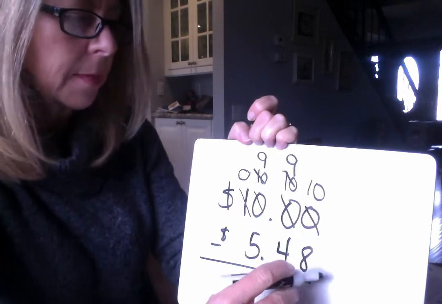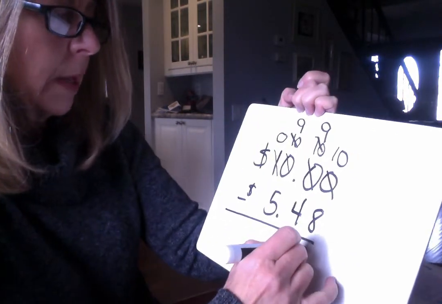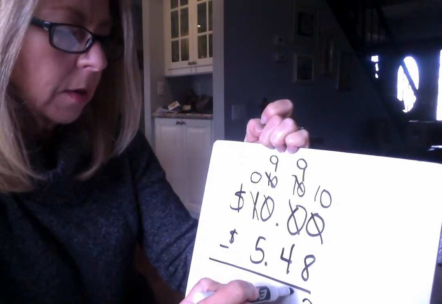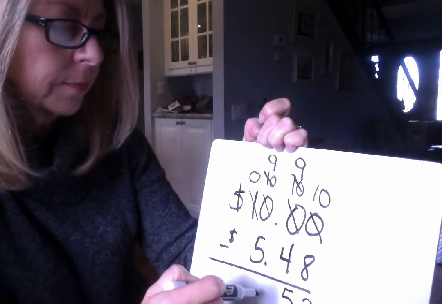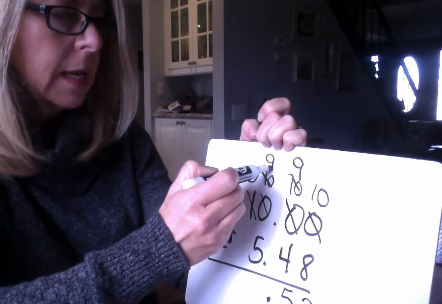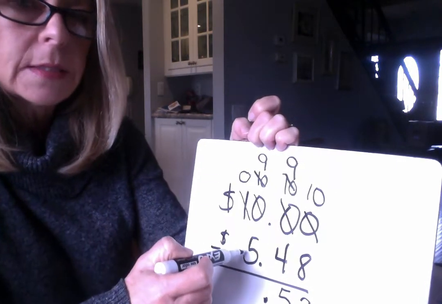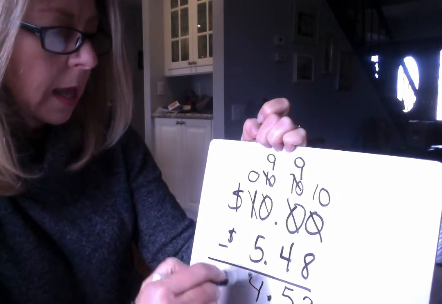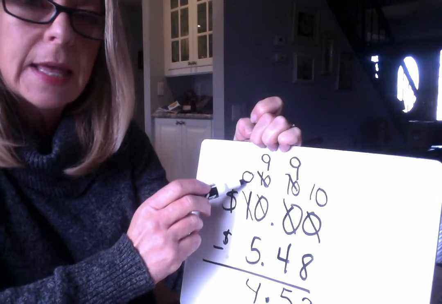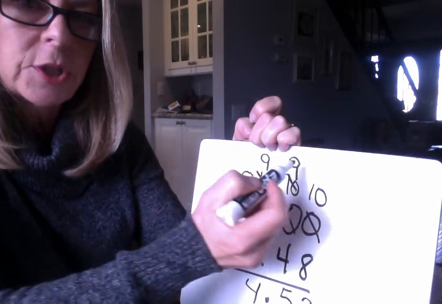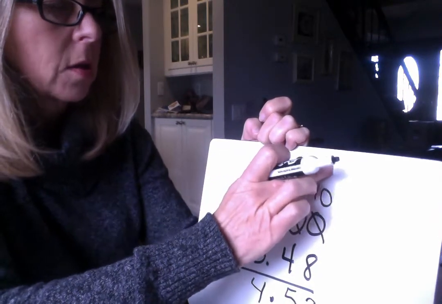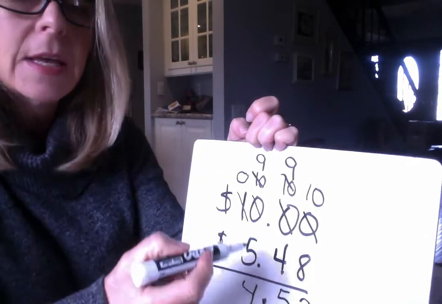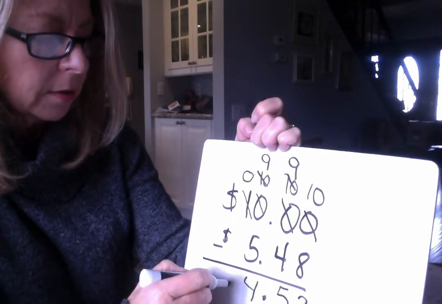10 pennies minus 8 pennies would be 2 pennies. 9 dimes minus 4 dimes would equal 5 dimes. Decimal point. 9 $1 bills minus $5 would be $4. And then remember, we started with a 10, but we don't have it now because we changed it into $9.99 and 10 pennies, okay? So now 0 minus nothing would be 0.